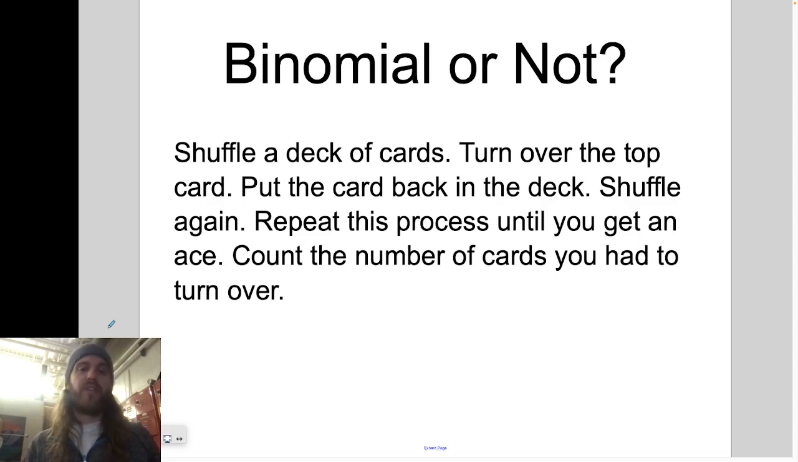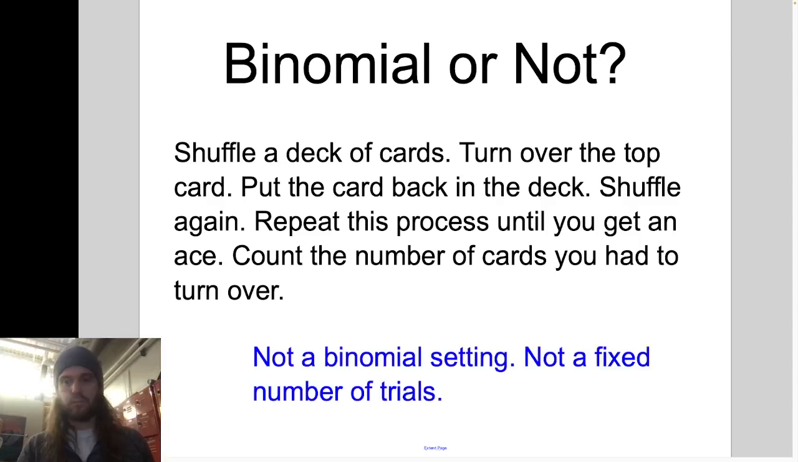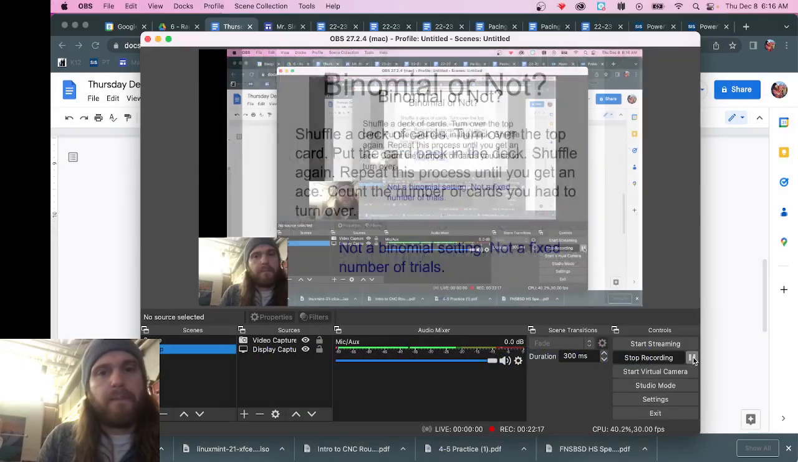So this fails the fixed number, the n of bins, right? This fails the fixed number of trials. There is not a fixed number of trials here. We could be doing trials indefinitely. So this is not a binomial setting because there is not a fixed number of trials. And there you have it, folks. If any of those categories fail, we can't use the equation that I gave you previously. Let's move on to another one.